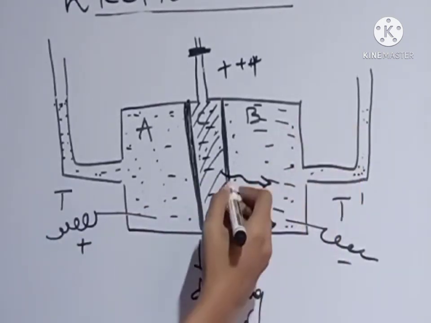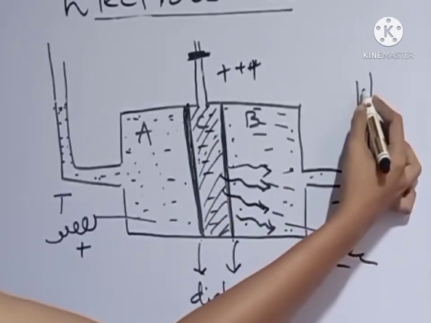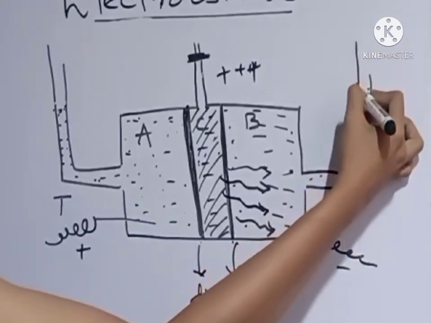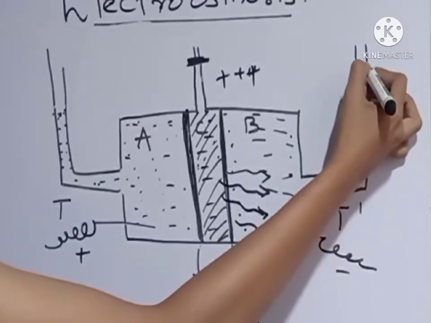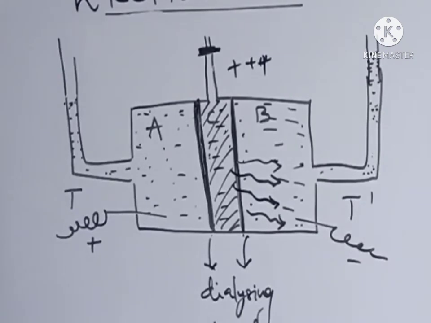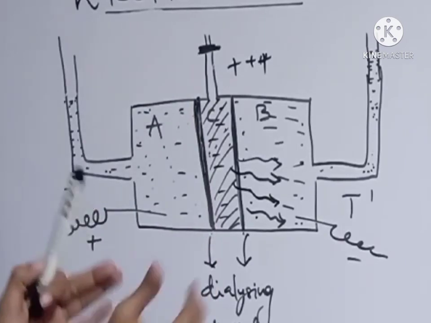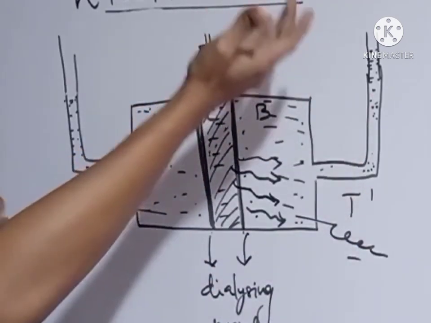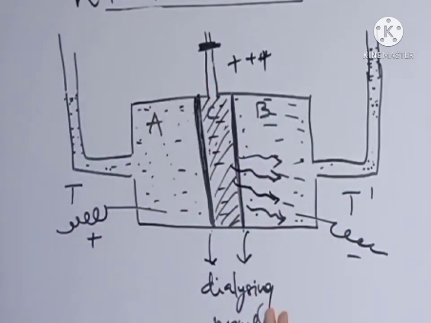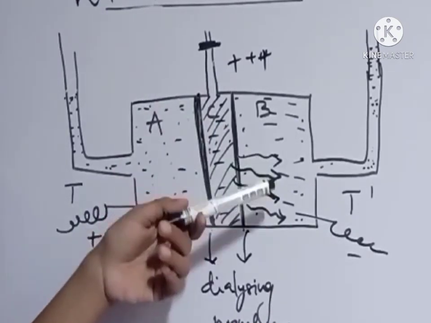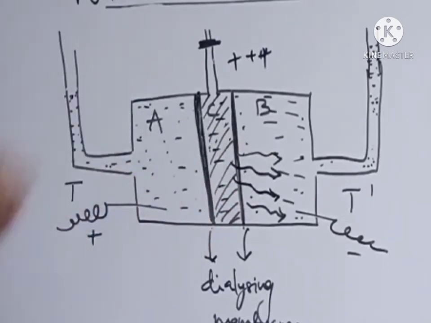So the solvent moves towards this region, and what happens? The water level in the tube T dash will be raised. From this we can identify that the colloidal particle is negatively charged, because the water level in the negative region is raised. That means the medium coming to this region is positively charged. Obviously the phase will be oppositely charged with respect to the medium, so that is negatively charged.